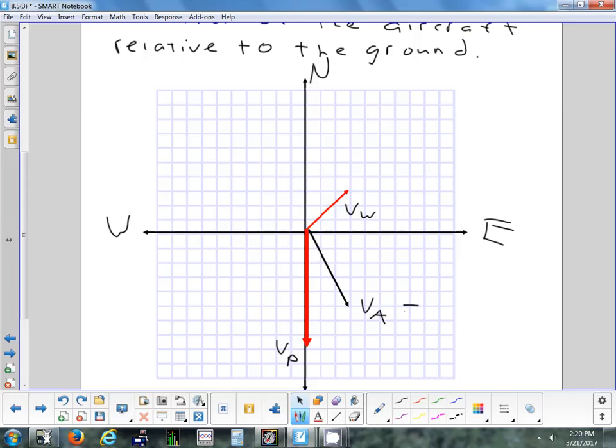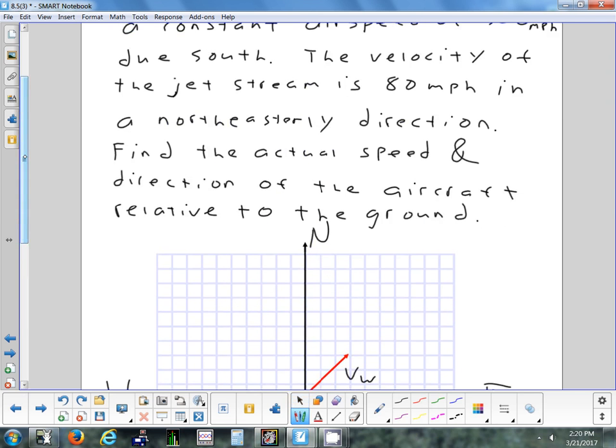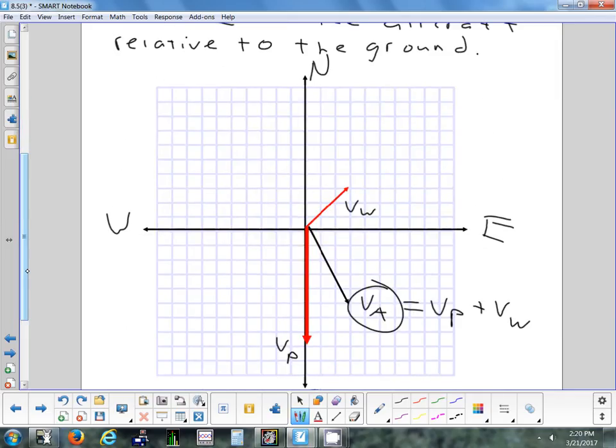So the actual velocity vector is exactly what I just said. It's the velocity vector for the plane combined with the wind. How do the two affect each other? That's what we want to find out. What does it say? Find the actual speed and direction. So find the length of that black line and its direction. I want both of those.